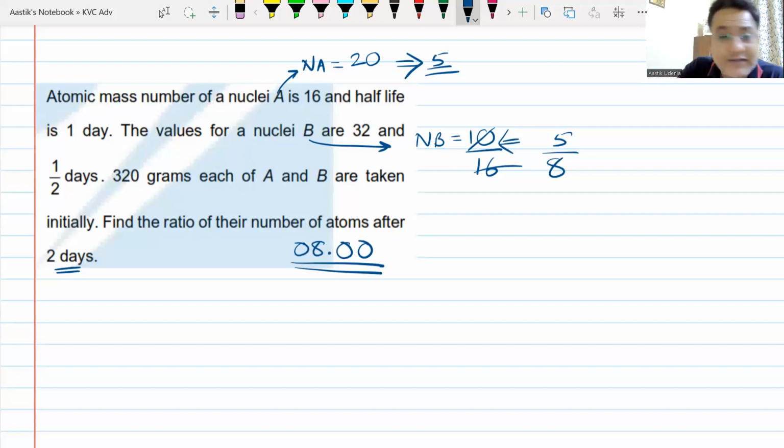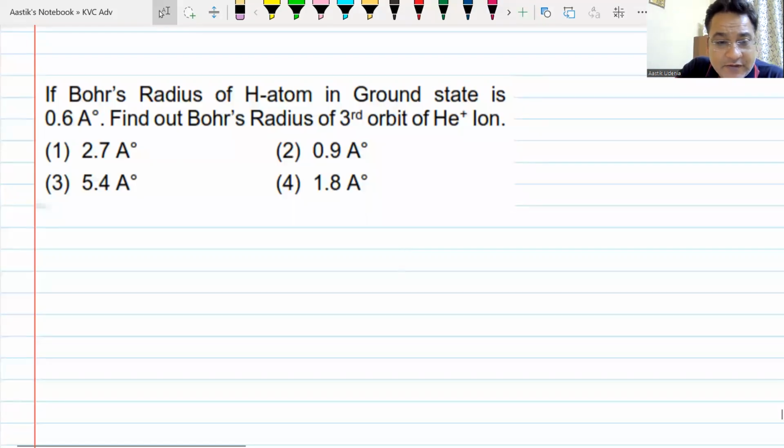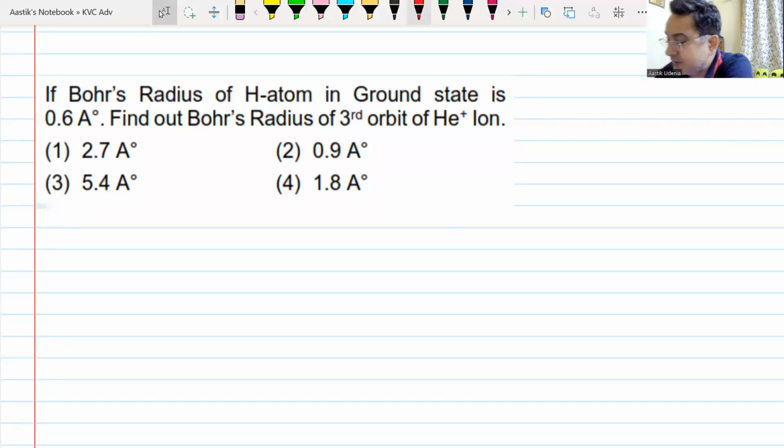And as you can see, in every section, you have one question from the physics that appears in chemistry as a question in chemistry. Bohr's radius of hydrogen atom in ground state is 0.6 Angstrom unit. Find the Bohr's radius of third orbit of helium plus. Option B, sir. The radius of the nth orbit of hydrogen-like atom, and I give you all these formulas, is proportional to n square by Z.